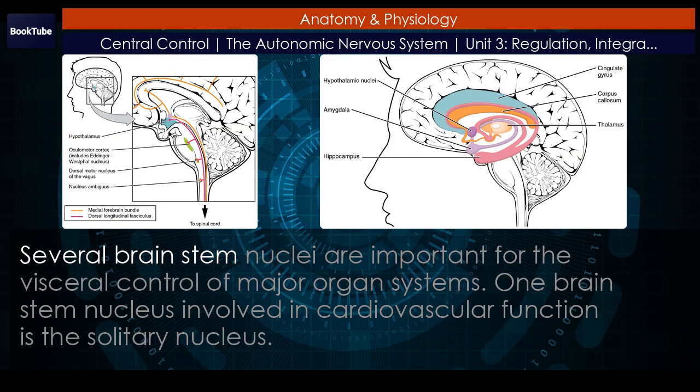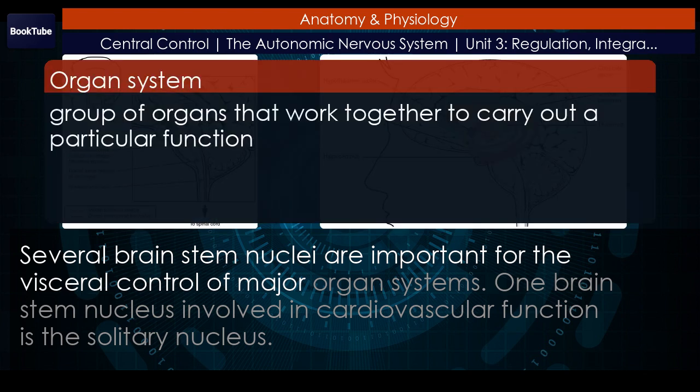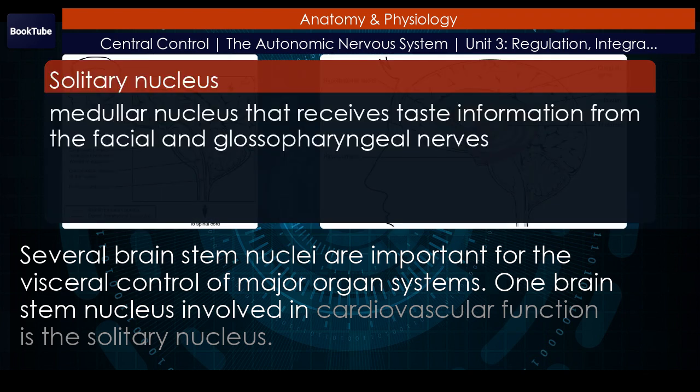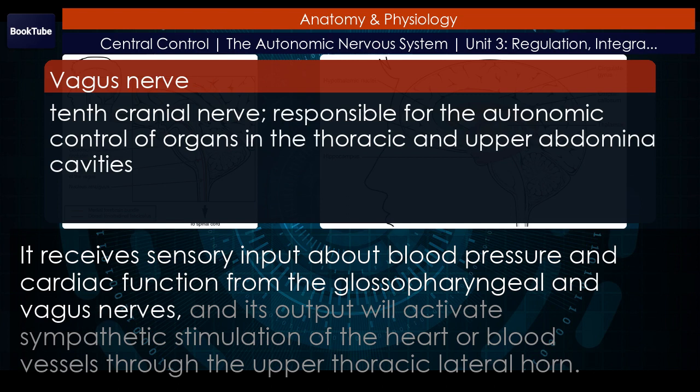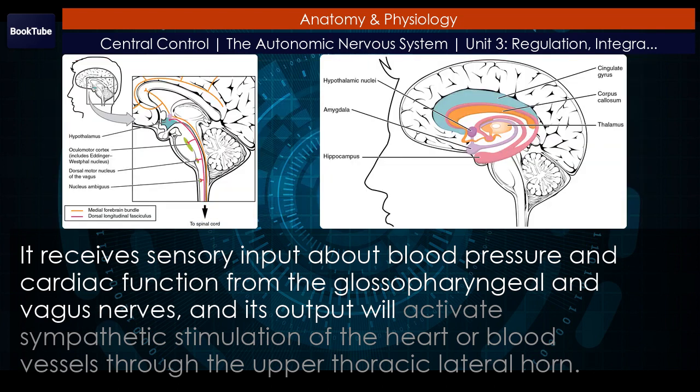Several brainstem nuclei are important for the visceral control of major organ systems. One brainstem nucleus involved in cardiovascular function is the solitary nucleus. It receives sensory input about blood pressure and cardiac function from the glossopharyngeal and vagus nerves, and its output will activate sympathetic stimulation of the heart or blood vessels through the upper thoracic lateral horn.